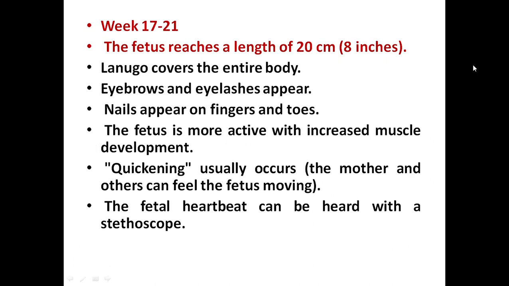So next, week 17 to 21. The fetus reaches a length of 20 centimeters. Lanugo covers the entire body. Eyebrows and eyelashes appear. Nails appear on the fingers and toes. The fetus is more active with increased muscle development. Quickening usually occurs. The mother and others can feel the fetus moving. The fetal heartbeat can be heard with a stethoscope.